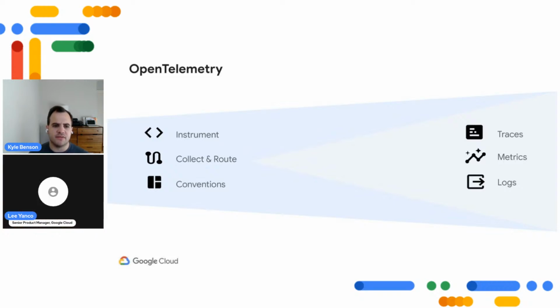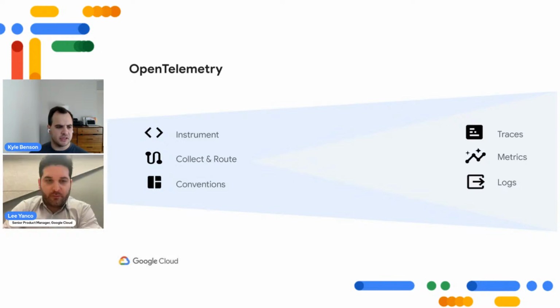OpenTelemetry is really focused on a couple of key areas. It doesn't handle the visualization piece of this, and we won't be talking much about that today. But OpenTelemetry has a data model that allows you to specify consistency around your instrumentation, collection and routing, and some of the conventions for when you're collecting telemetry. They have standards today for tracing, metrics, and logs, with tracing and metrics being a little further along in terms of development, and logs being the newest entrant.